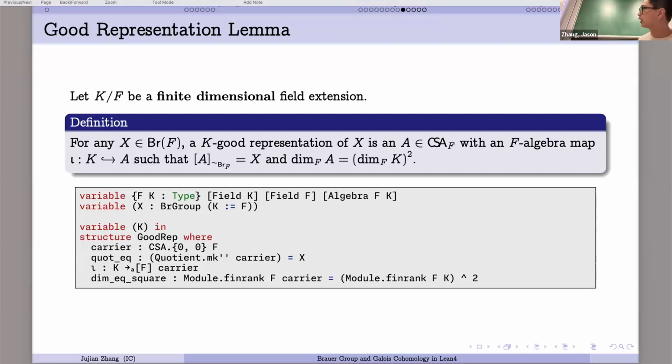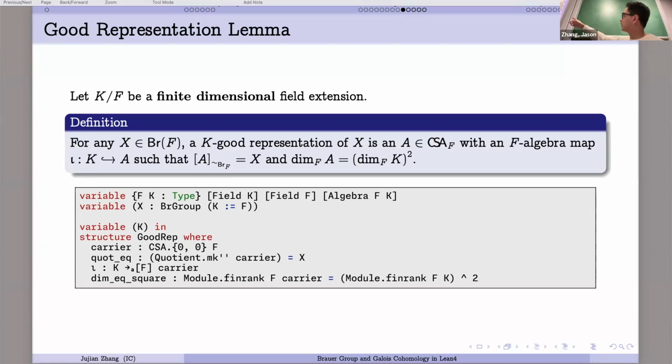And what's this slide? Oh yeah. So if K over F is, for some reason I'm arbitrarily naming these fields, a finite dimensional field extension, then for any x we say a central simple algebra A is a good representation of x if K embeds into A and A represents x, and the F dimension of A is the square of the K dimension over F. We call this a good representation.